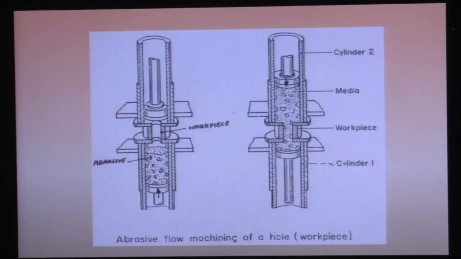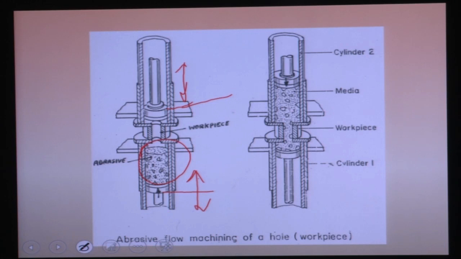This is a schematic diagram of the abrasive flow finishing operation. Here you can see two pistons: this is the top piston, and this is the bottom media piston, and in between you can see the media. This is the viscoelastic polymeric media. This viscoelastic media is given a to and fro motion because these pistons are moving up and down simultaneously.